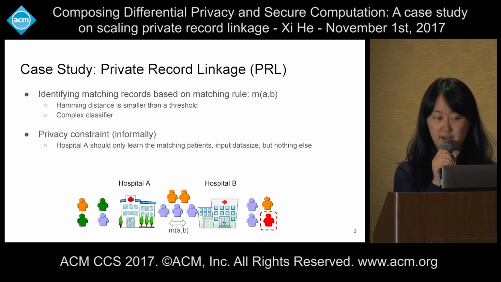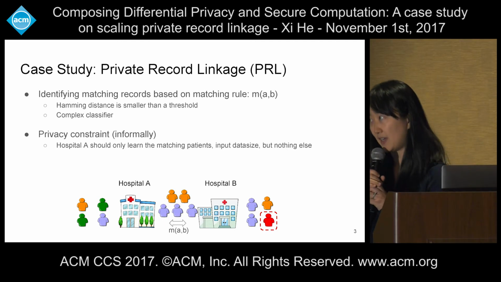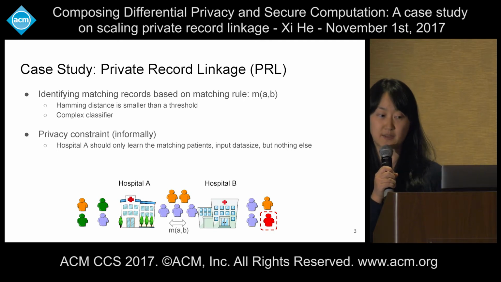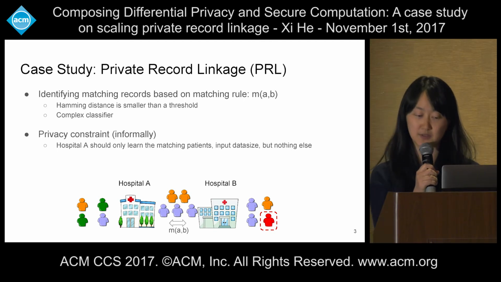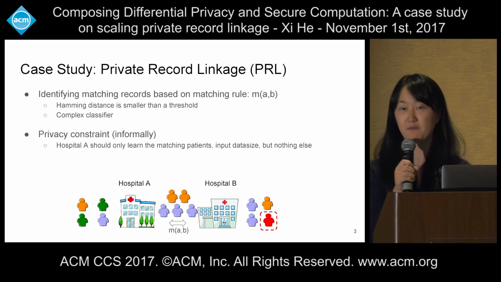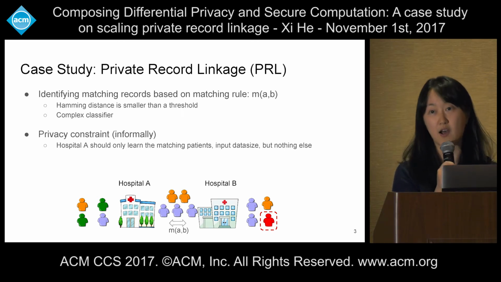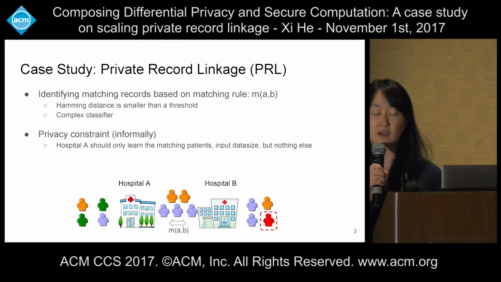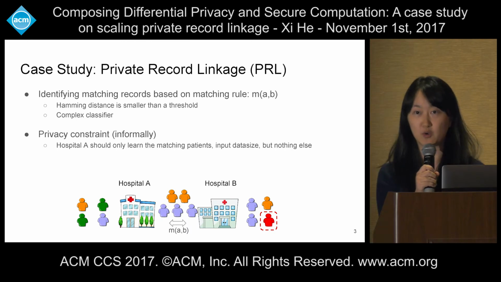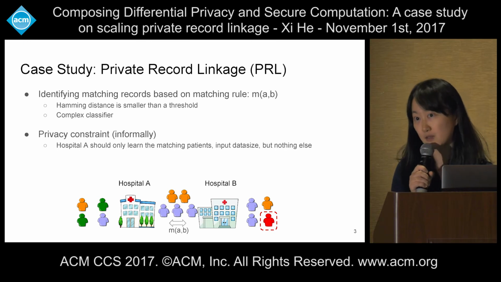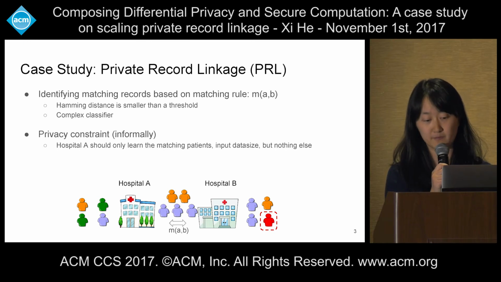The privacy constraint here is that hospital A should only learn the matching outputs, the matching patients between these two hospitals, and the input data size of the opposite party, but nothing else. What does that mean? It means that, for example, this person, the red person, does not exist in hospital B, and so does not exist in the matching output between these two hospitals. So hospital A should not know the presence or absence of this person in hospital B.